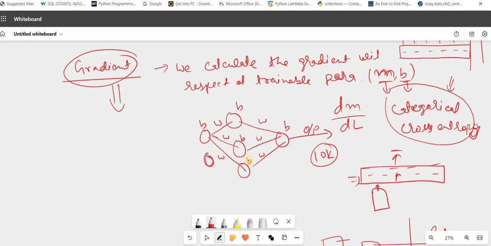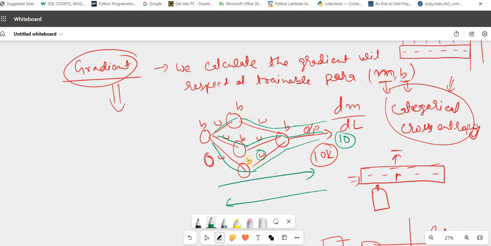Let's suppose the first time the loss is 10. Now it will start going backward in backpropagation. So it will follow every path. Suppose it has to update this weight, it will go like this. If it has to update this weight, it will go like this. If it has to update this weight, it will go like this. It will follow every path the way it came in the forward direction.